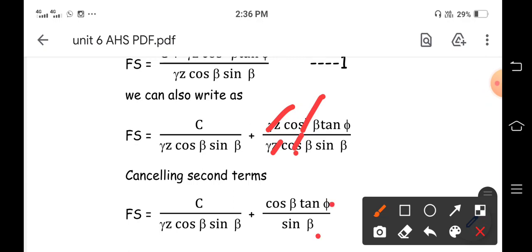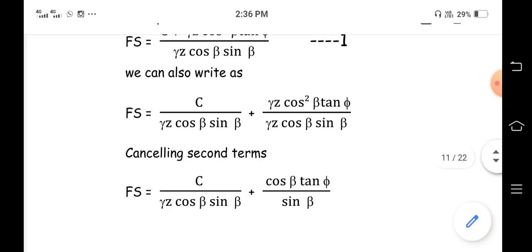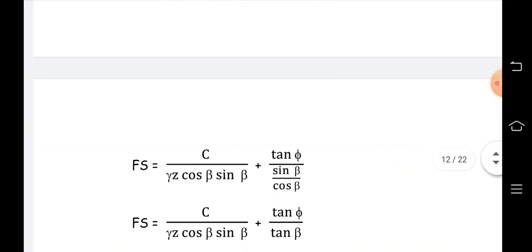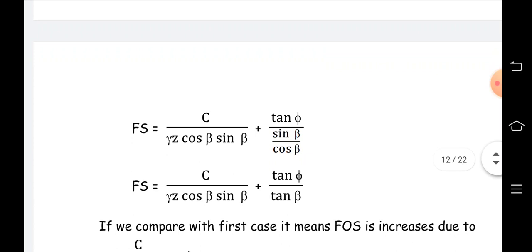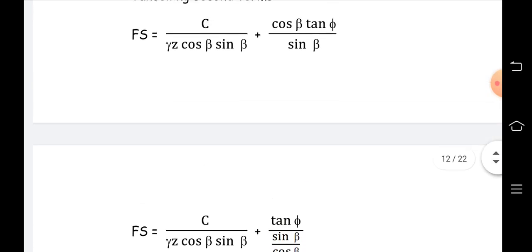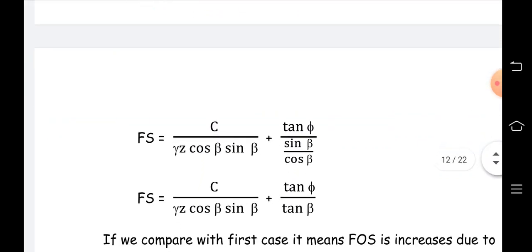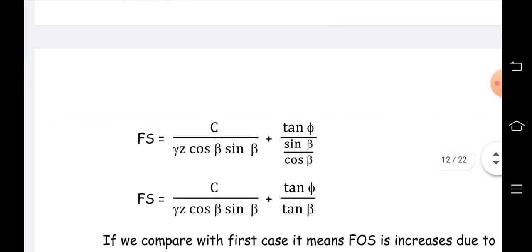Okay, so once again, if we take this cos of beta to the denominator, the first term is kept as it is, C upon gamma z cos of beta sin of beta, plus tan of phi, and this cos of beta comes to the denominator, that is sin of beta upon cos of beta, so it is C upon gamma z cos of beta sin of beta plus tan of phi upon tan of beta.